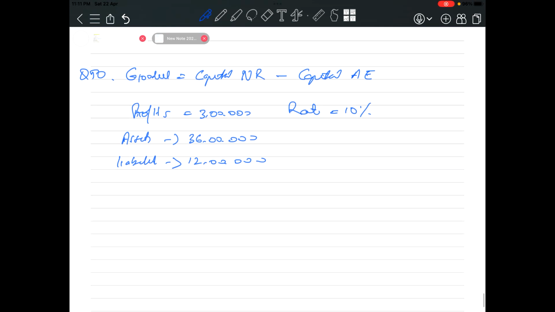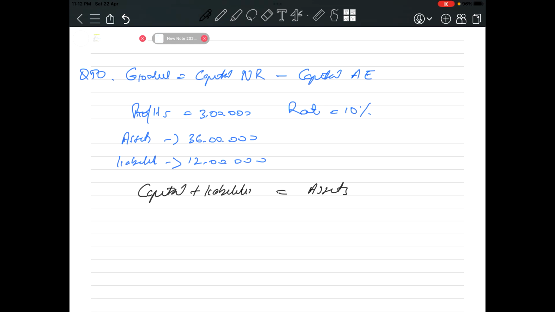Now I hope in class 11 you have learned the accounting equation. There is one basic equation which says capital plus liabilities is equal to assets. Capital plus liability is equal to assets. Now under the capitalization method we have to calculate goodwill using the capital. Our basic requirement in the question is to find out the capital of the firm.